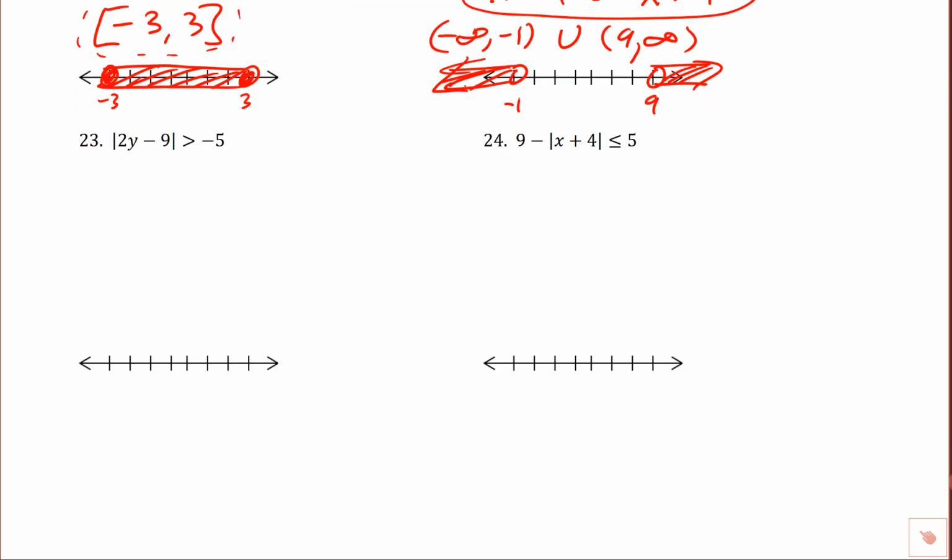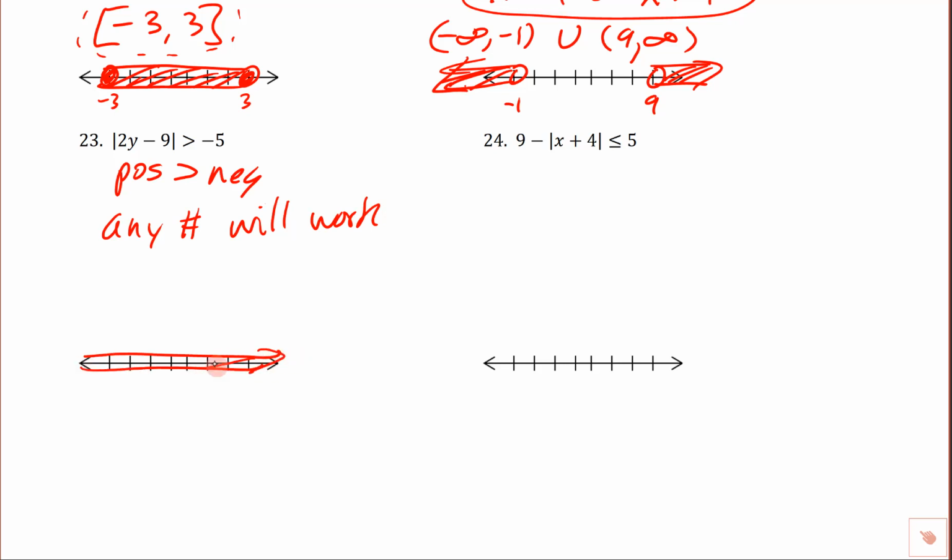Let's take a look at number 23. Again, when you've got an absolute value isolated and the other side is negative, it's worthwhile to stop and think about this for just a second. This is at the very least going to be positive, and this says a positive is greater than a negative. Well, there's really no number that we could put in here that would mess this up. So any number will work here. So any number will make this true. Any number will work.